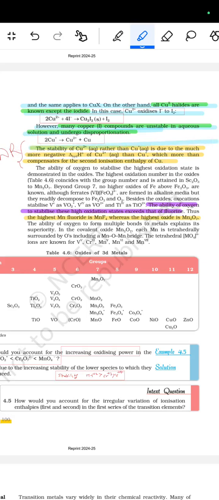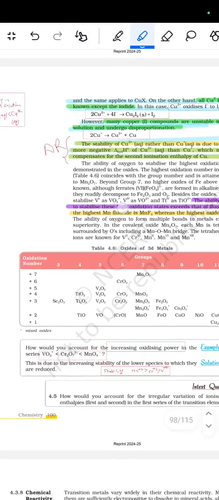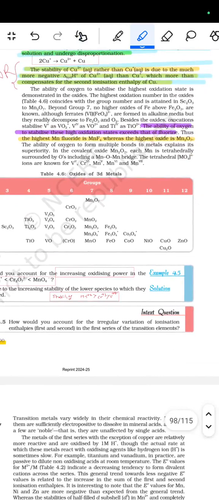The stability of Cu2+ rather than Cu+ is due to the much more negative enthalpy of hydration of Cu2+ aqueous than Cu+, which more than compensates for the second ionization enthalpy of Cu. और इसको है जो AR में पूछ सकता है फर्फन रीजन बनाकर. The ability of oxygen to stabilize the highest oxidation state is demonstrated in the oxides.